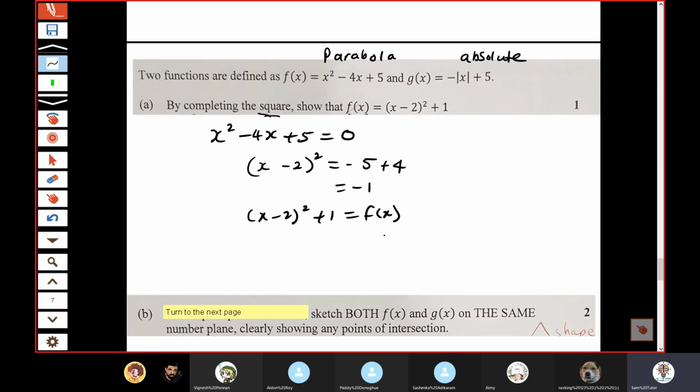That's the way I do my completing the square. I think at your schools they teach you to halve it and square it all in the same line and whatnot. It's just not my technique. I haven't seen it be very successful.